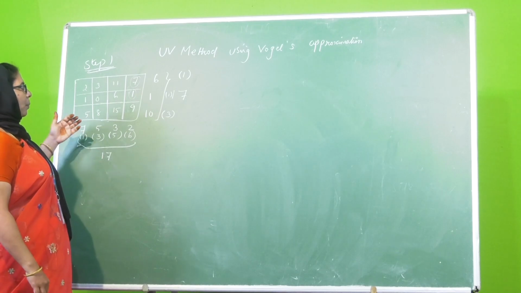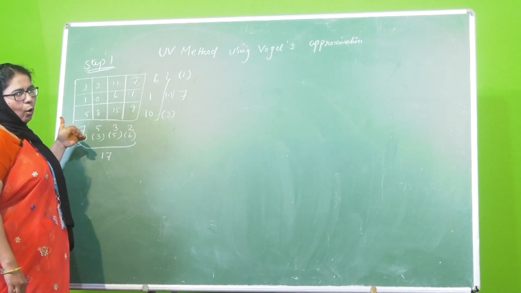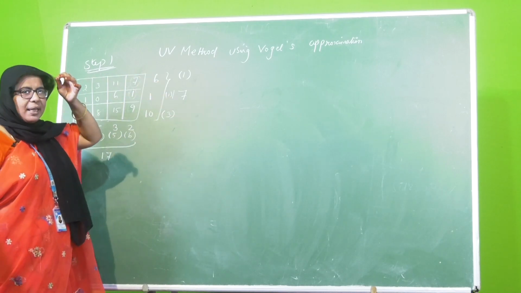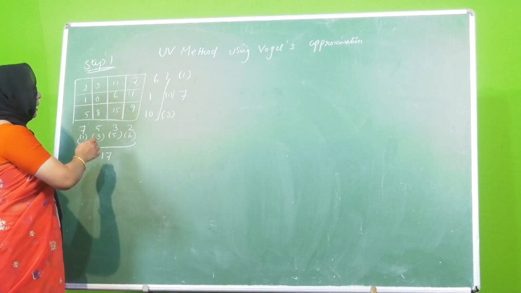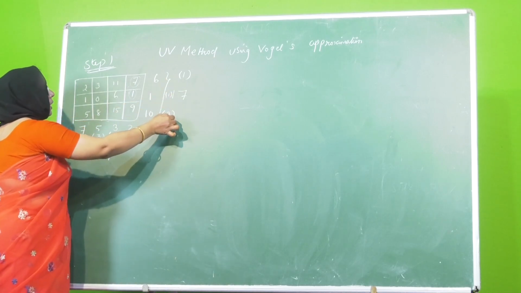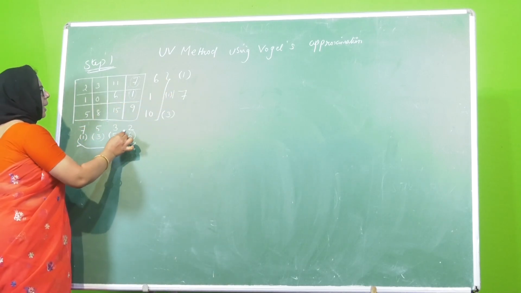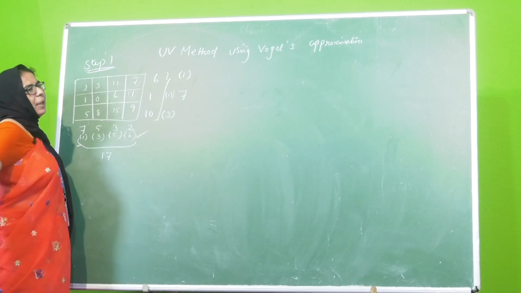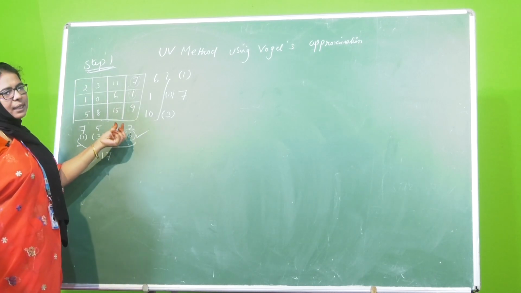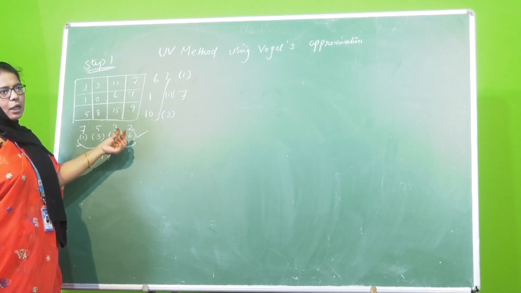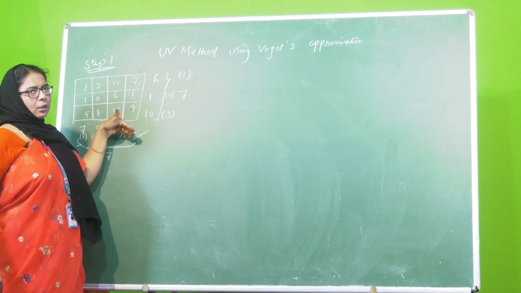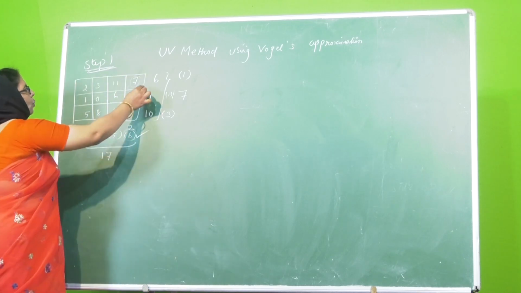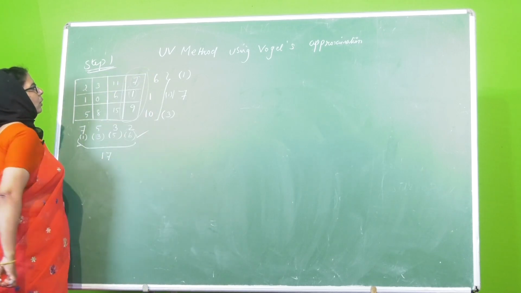So, we compare both the row differences and the column differences. Which one is the largest difference? The differences are 1, 1, 3, 1, 3, 5 and 6. Which one is the biggest? 6 is the largest difference. So, we choose the fourth column.